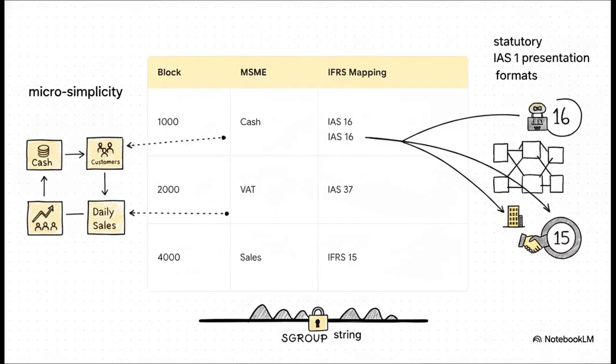The real magic here, the true bridge between micro simplicity and complex compliance, lies in the rigid S-group string design. A micro business owner can just read explicit, simple sub-account lines on a daily basis. Things like cash, customers, or daily sales. However, when audit time rolls around, the system automatically aggregates those exact lines into statutory IS-1 presentation formats. They map perfectly to complex standards like IS-16 for property, plant, and equipment, or IFRS 15 for revenue. This dual-layer capability means the business is speaking the language of international accounting standards from day one, which means absolutely zero expensive database redesigns down the road.